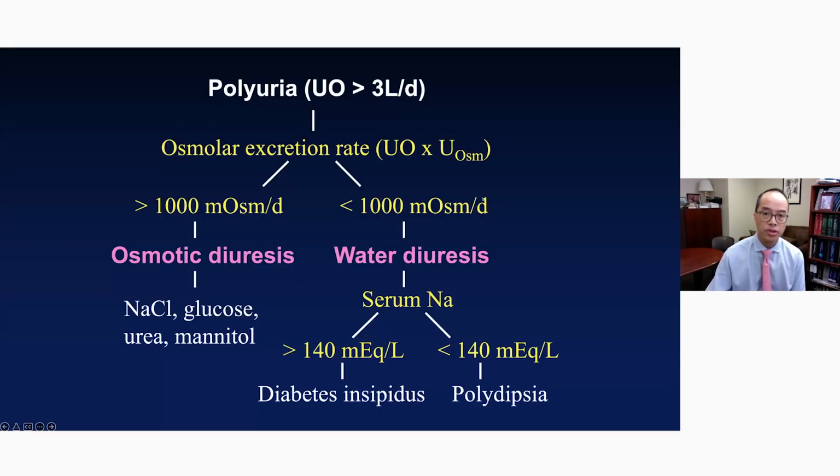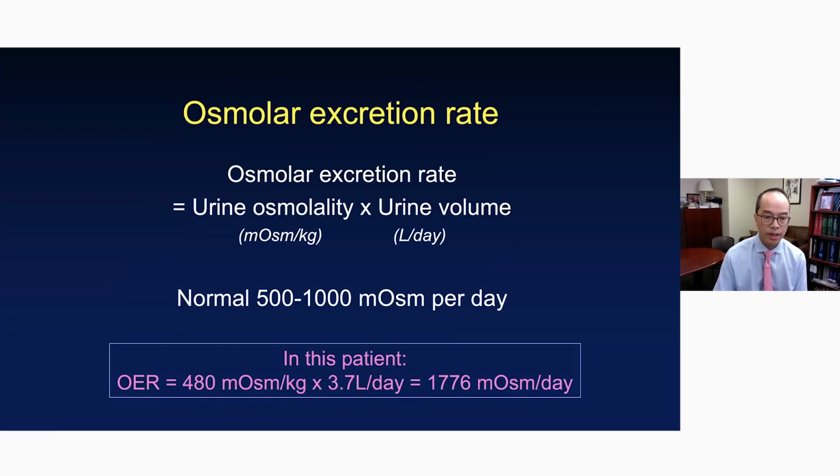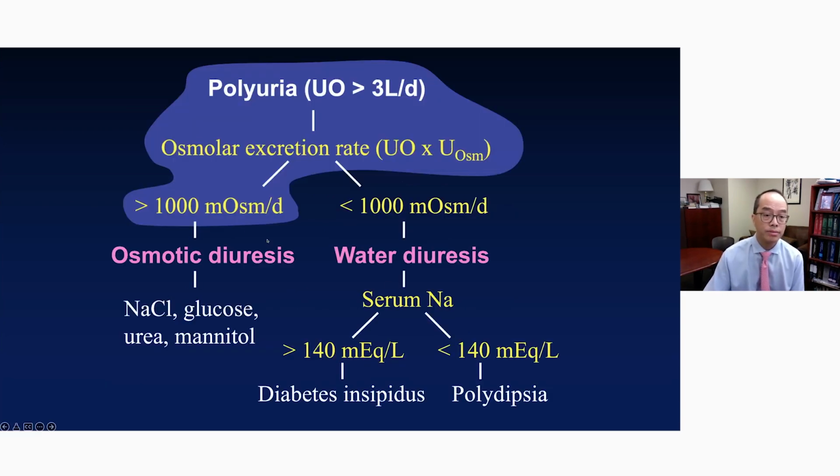So if we work through the polyuria differential diagnosis again, you'll see now that when you multiply the urine output by the urine osmolality, you find that it's 480 multiplied by 3.7 liters, which is 1776 milliosmoles per day. So this is an osmotic diuresis. These are the causes. Given that the patient was on total parenteral nutrition and getting a high intake of protein, it's most likely that this was a urea osmotic diuresis.